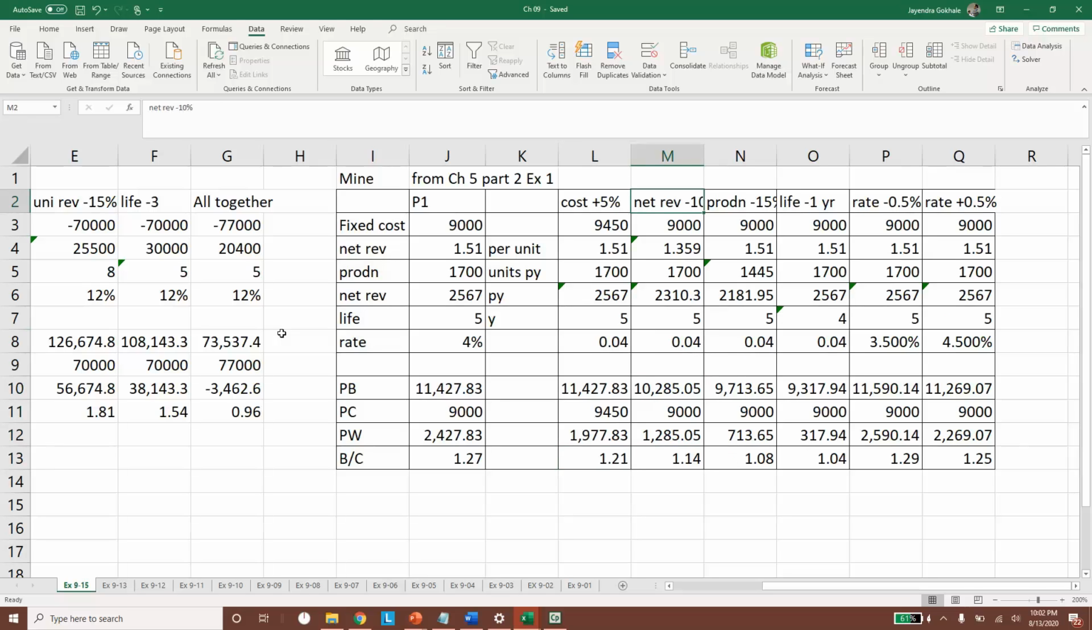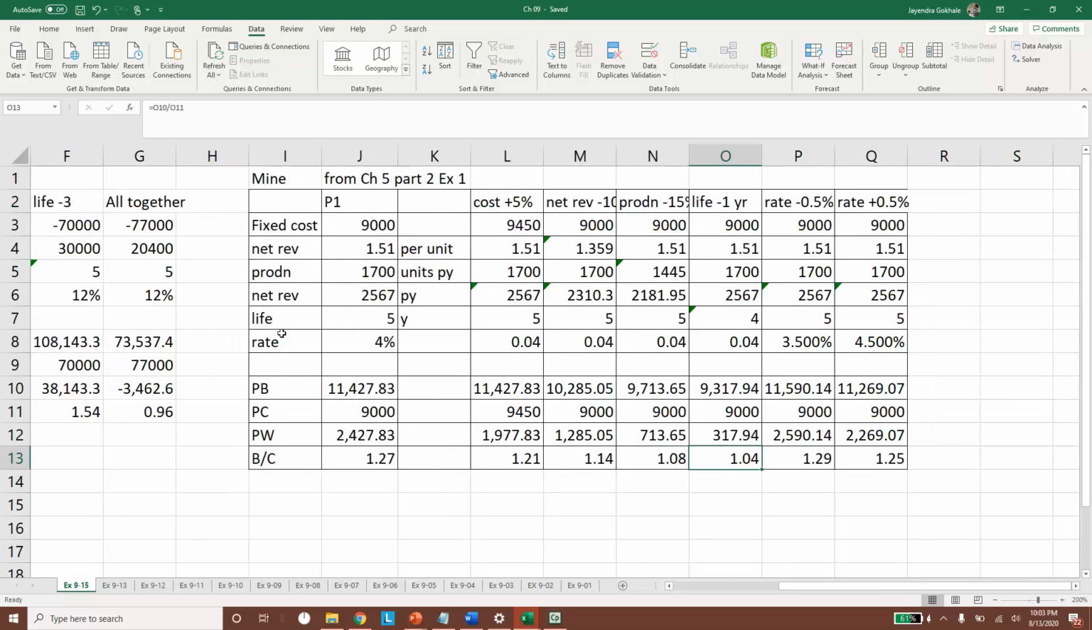Now, net revenue down by 10%, BC will show us a lower number. So the benefits have gone down. Production down by 15%. Again, BC will go down. Now it's 1.08. It's getting close to 1. It's getting less and less profitable. Life down by 1 year. By the way, these are only increments from here, from P1, okay? Everything else is constant. So when we are changing the production by 15%, we're only changing the production by 15%. So 1445 is 85% of 1700. Everything else is what was here in this particular column.